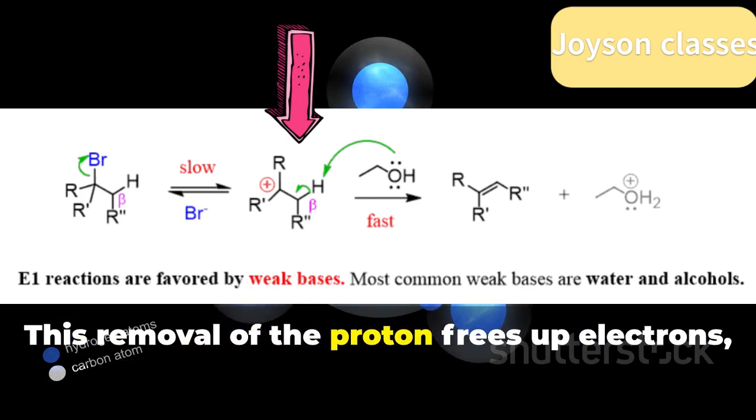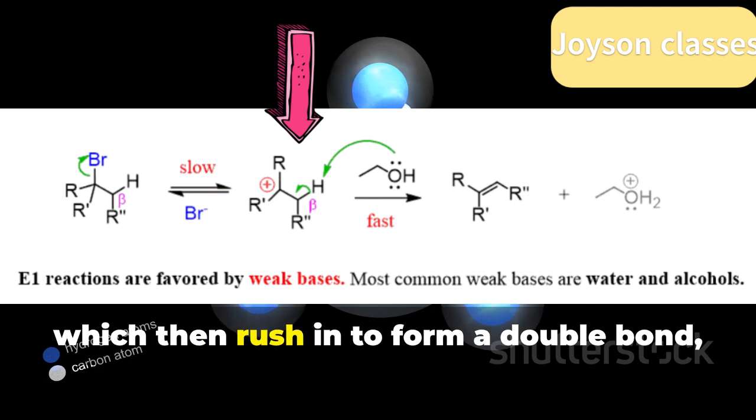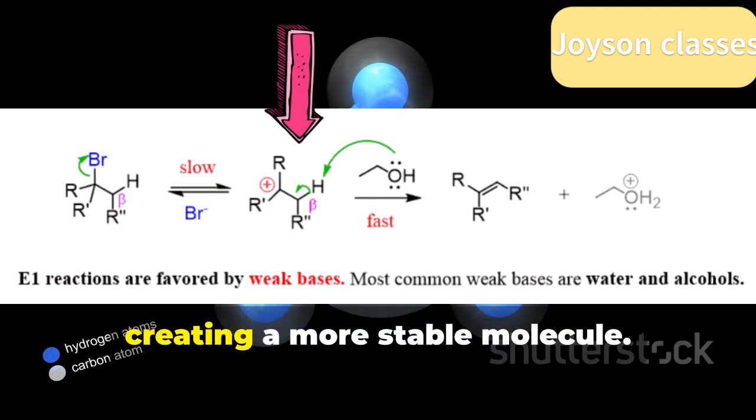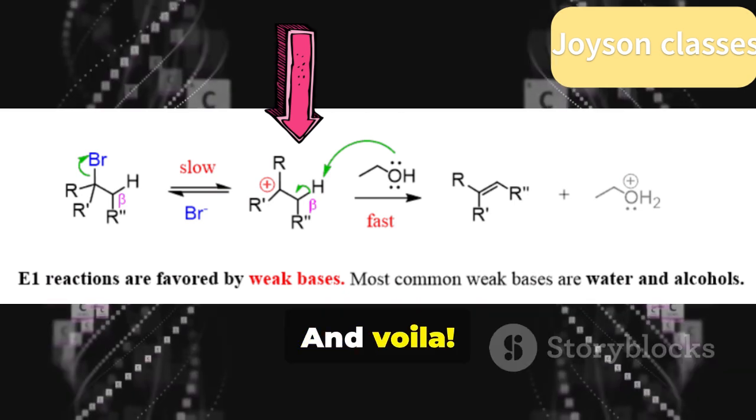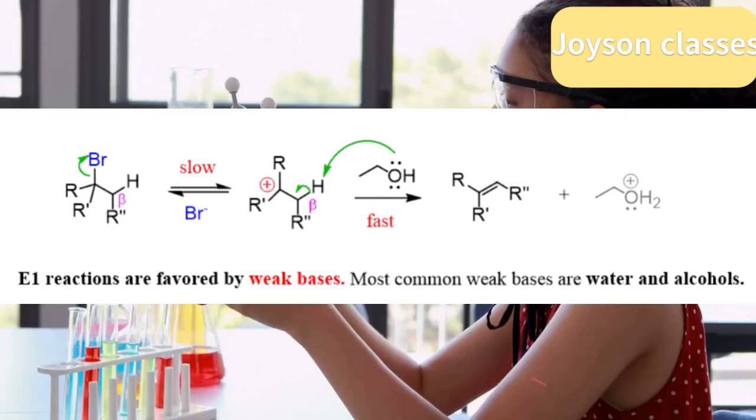This removal of the proton frees up electrons, which then rush in to form a double bond, creating a more stable molecule. And voila, we have an alkene.